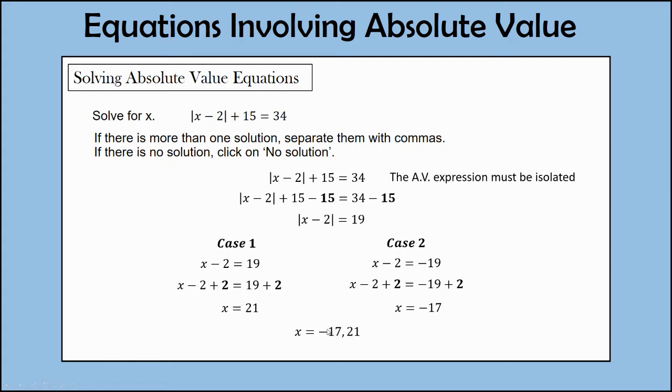Try them out. Put -17 in here. -17 minus 2 is like -17 plus -2. That's -19, and the absolute value of -19 is 19. Put 21 in here. 21 minus 2 is 19. Absolute value of 19 is 19. Okay, so two answers.